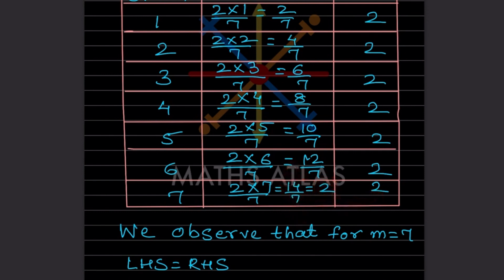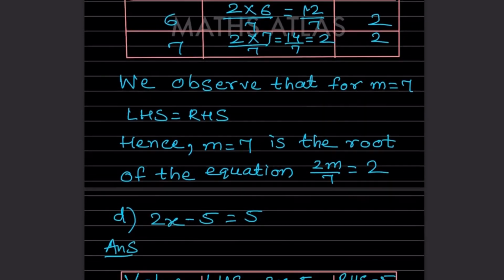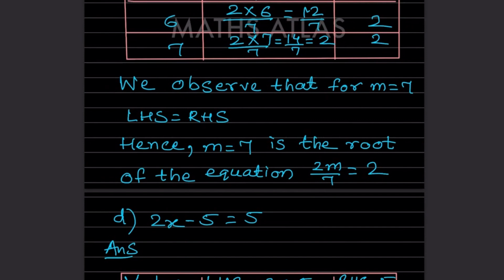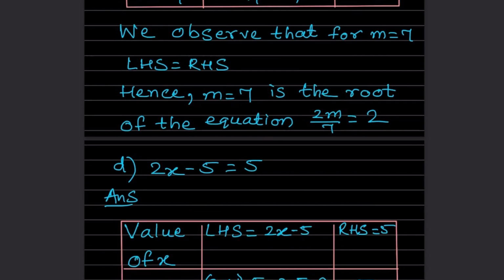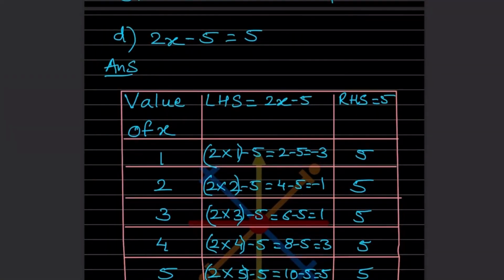That we say that for m is equal to 7, LHS is equal to RHS. Hence, m is equal to 7 is the root of the equation. 2m divided by 7 is 2. Clear? So now I think you can go to this problem.